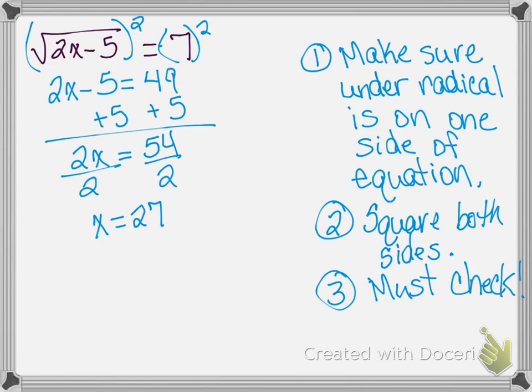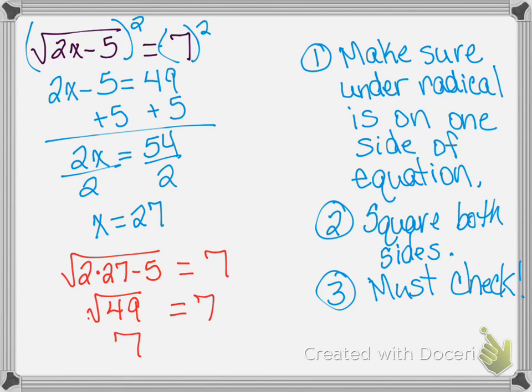Okay? So we are going to check 27. So I've got 2 times 27 minus 5 equals 7. 2 times 27 is 54. What is 54 minus 5? 49. Good. So then I have the square root of 49 equals 7. Does it work? Yes. So that means this is a solution. It is a solution.